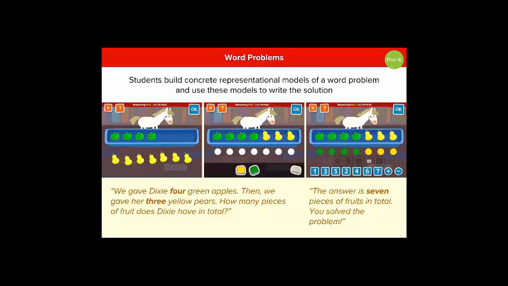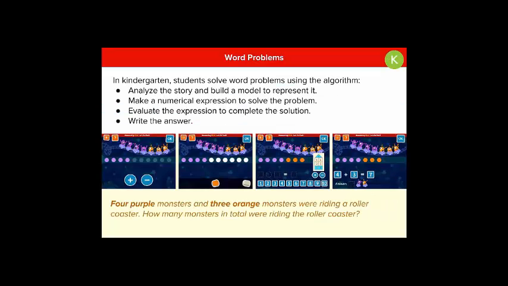In K, we formalize the process for solving word problems somewhat. We follow the same series of steps: analyze the story and build a model to represent it, make a numerical expression to solve the problem, evaluate this expression to complete the solution, that is, complete that equality, and then write the answer. Those steps are shown here, so let's go through it.